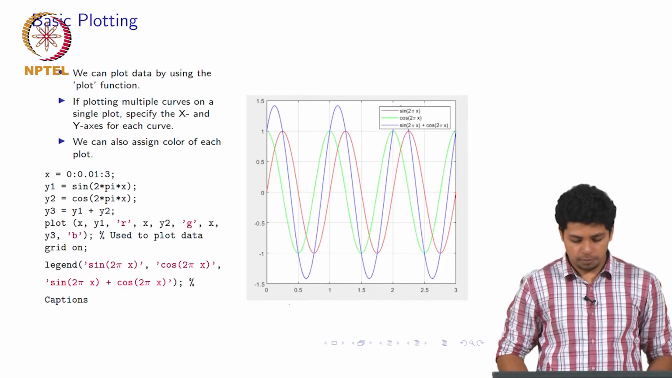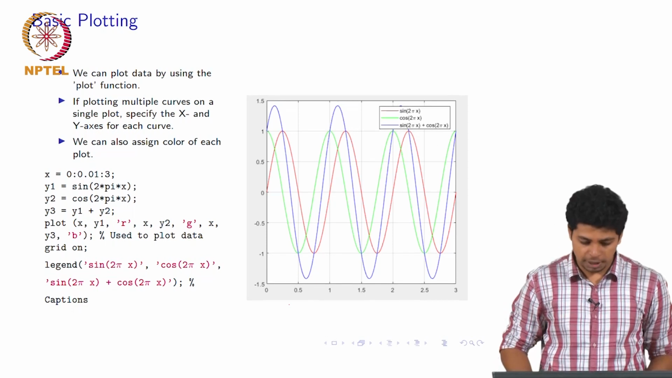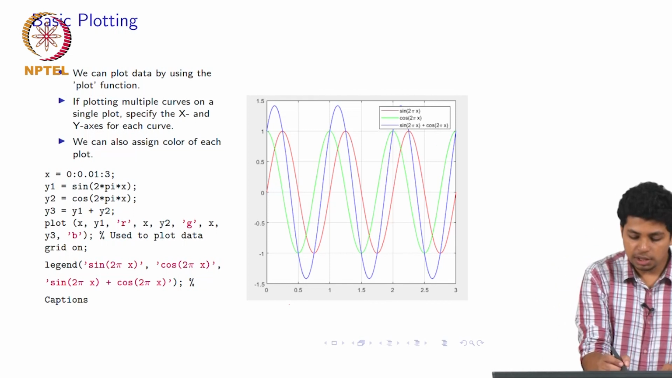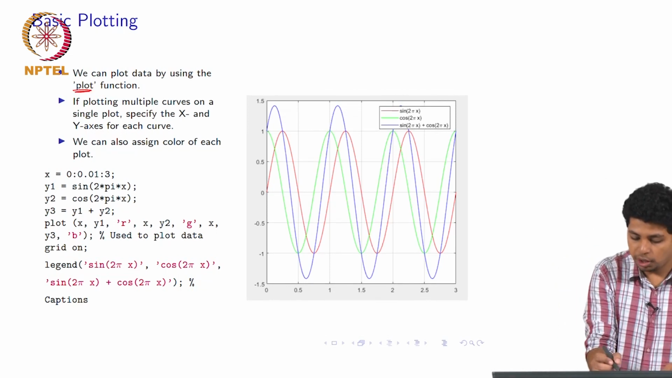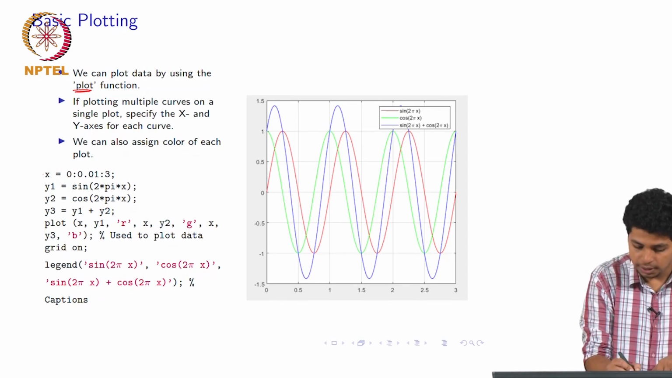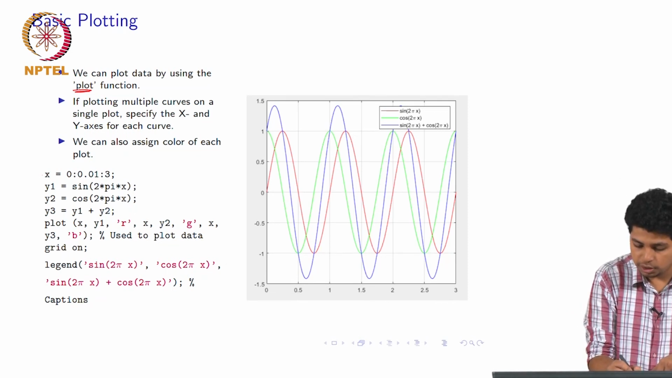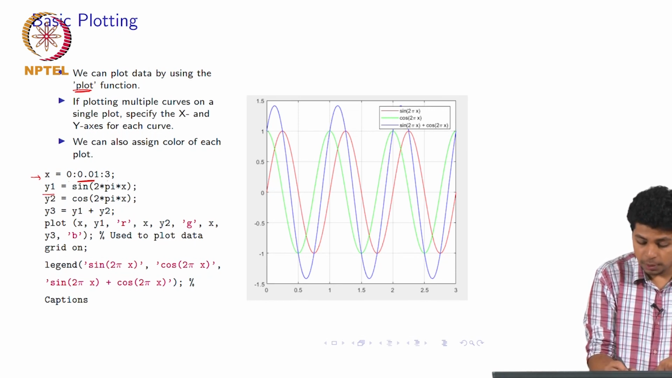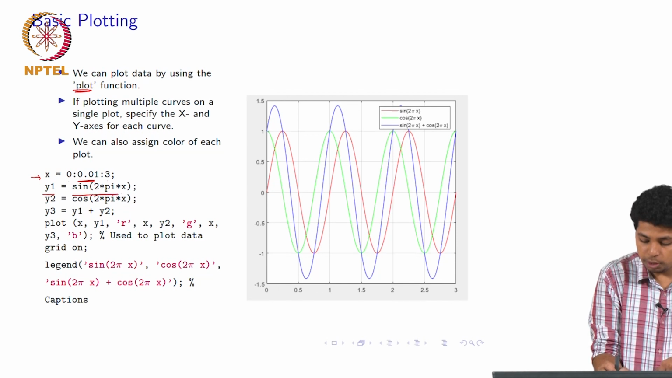Now we will discuss briefly about plotting different functions in MATLAB. So we can just use this command plot in order to plot different functions. We'll use arrays here. In the code that I've shown here, x is storing values between 0 and 3 with a step size of 0.01. Now y1 is sine of 2 into pi into x.